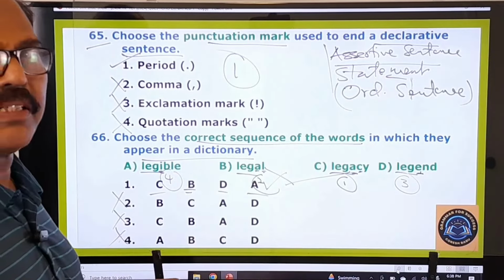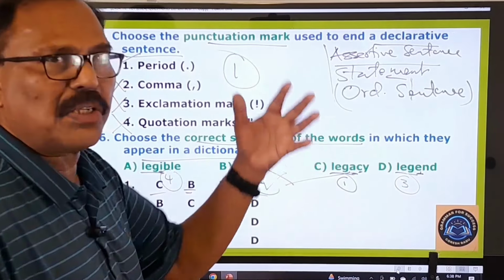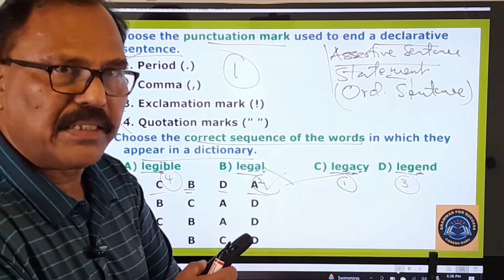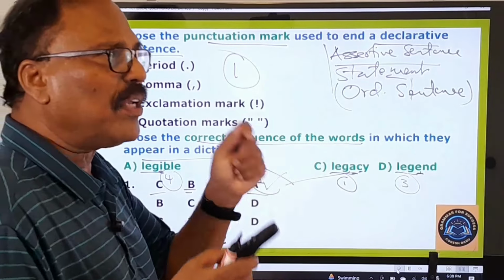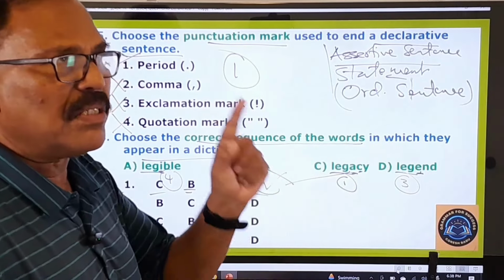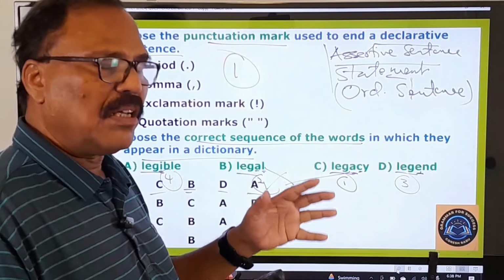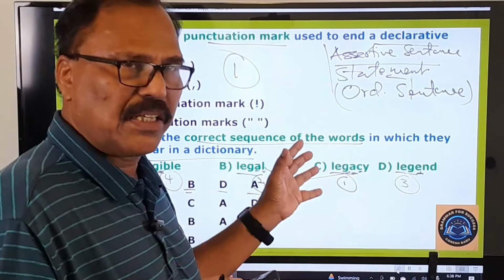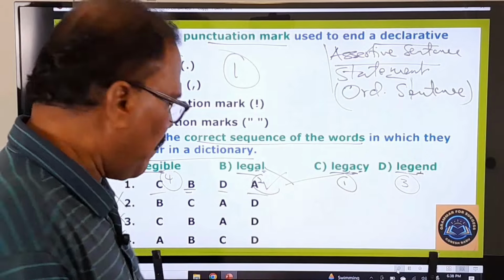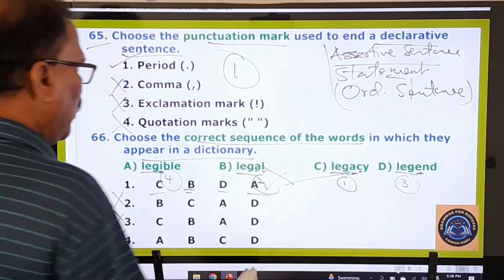Very simple, very easy. Such simple and easy questions are going to be given to you in the TET examination. So you need not worry about the questions. Just with coolness of mind, with peace of mind, think of these things and you can find the answer. Now let's move on to learn other questions.